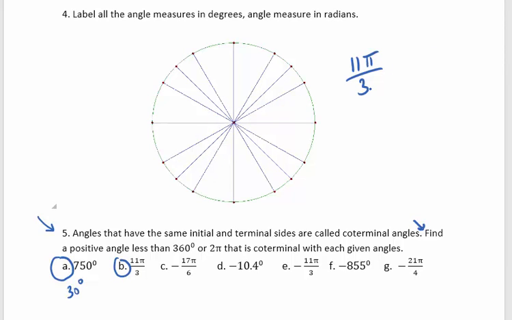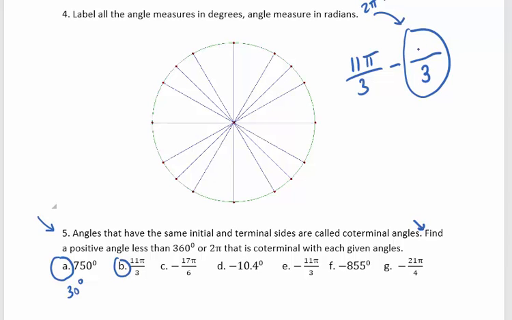So 11 pi over 3. I want to take away full revolutions, which is 2 pi, but I also want to match my denominator because I'm working with fractions. So notice this is what I want to do. I want to have a denominator of 3, but I want this to be equal to 2 pi.